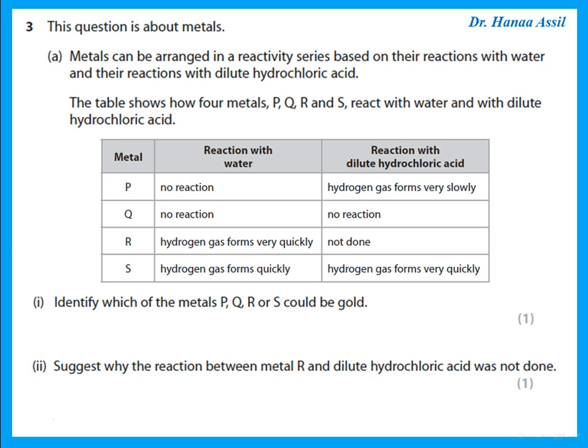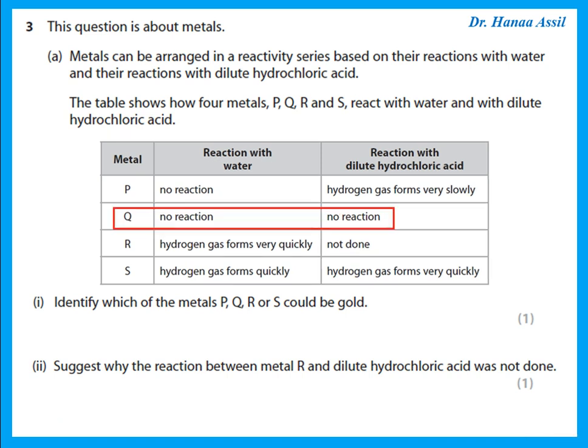First of all, is gold reactive or unreactive? You should remember that gold is at the bottom of the reactivity series. It is unreactive. So gold would be the one that did not react with water and did not react with acid. So that is Q. Suggest why the reaction between metal R and dilute hydrochloric acid was not done.